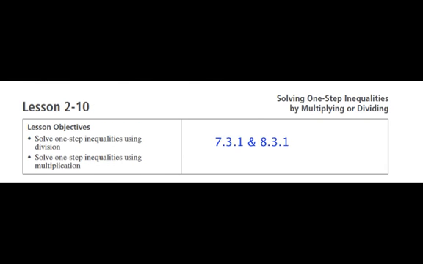Today's lesson is solving one-step inequalities by multiplying or dividing. Our Indiana academic standard is 7.3.1, and we also have a second standard of 8.3.1.